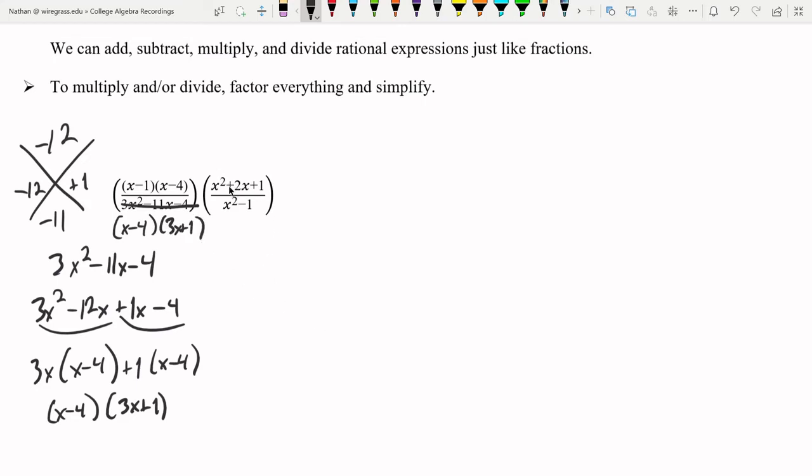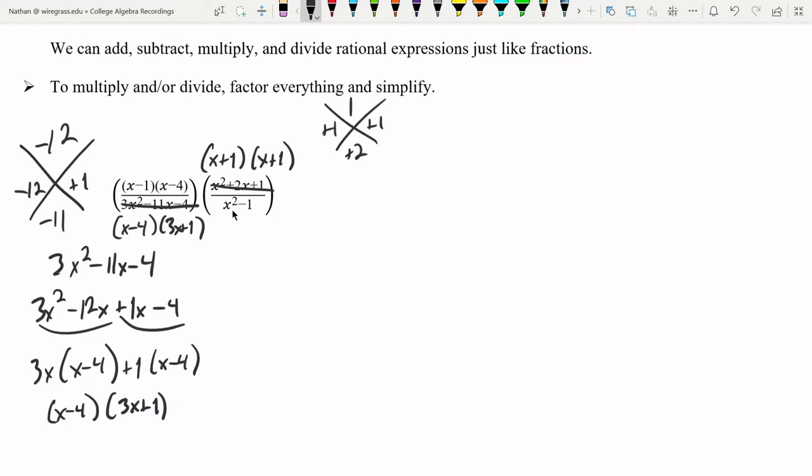Okay, next one, I have x squared plus 2x plus 1. This is going to be a times c is 1, b is positive 2. This has to be plus 1 and plus 1. And I can immediately factor it down because a is 1. Get x plus 1, x plus 1.